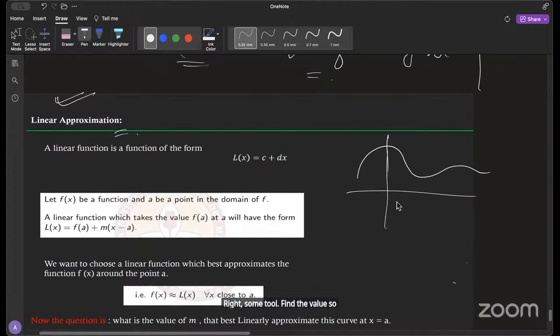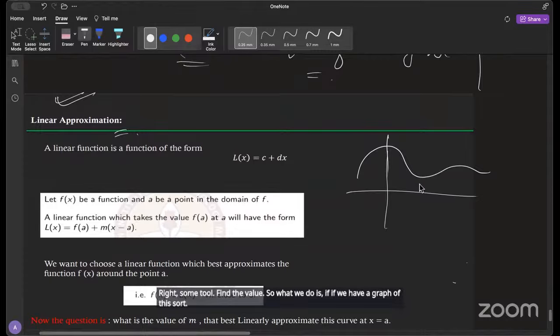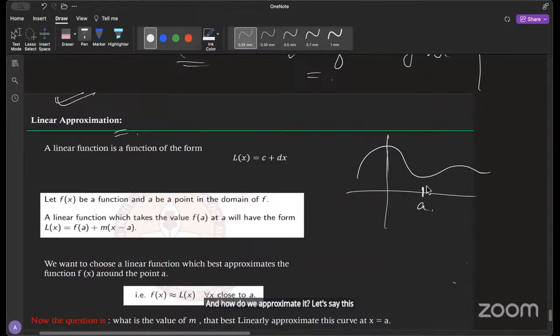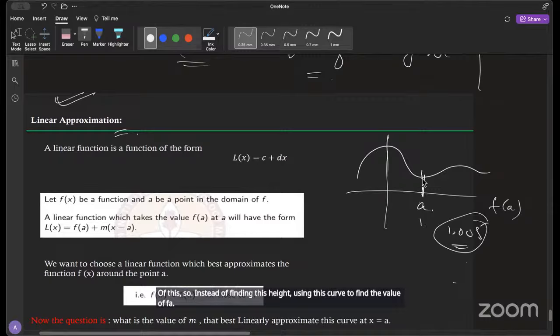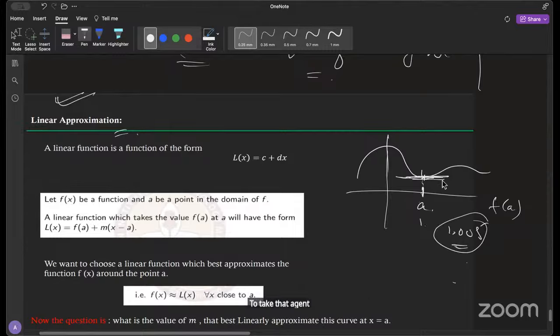So what we do is, if we have a graph of this sort, we try to approximate this thing. Let's say this is a point A. If you need to find the value of this curve at a point very close to A, very close means if this point is 1, then this point is 1.005. Then instead of using this curve to find the value of f(a), what you do is you draw the tangent here. You take the tangent and then you use this tangent instead.